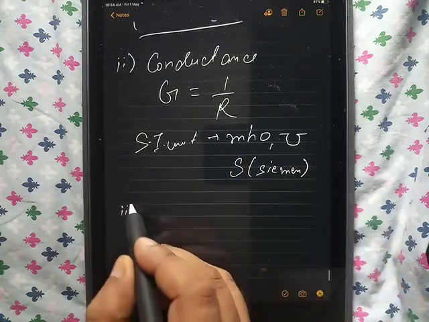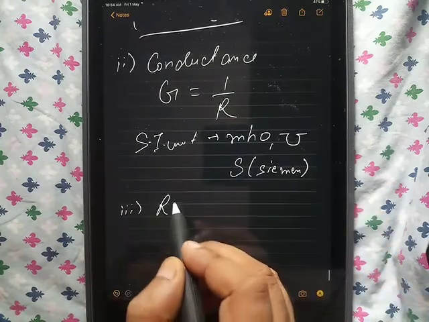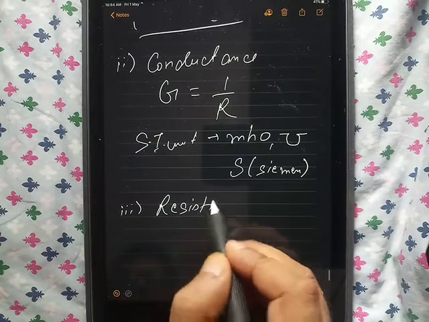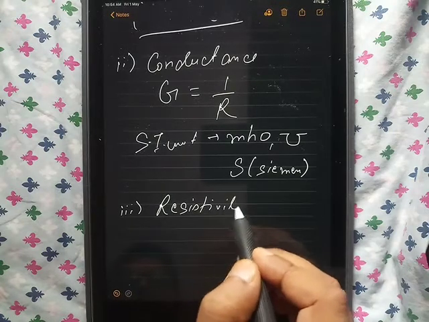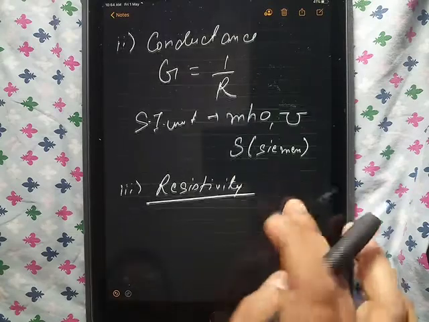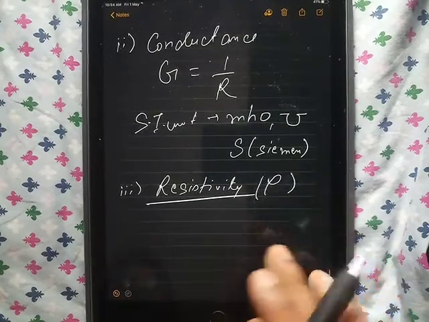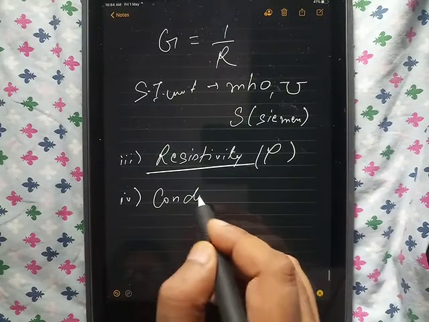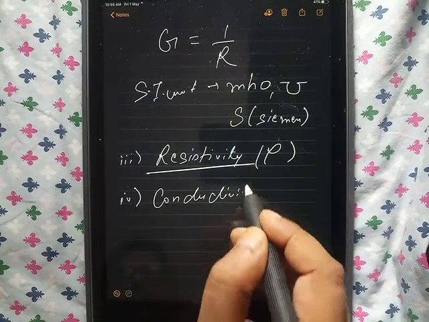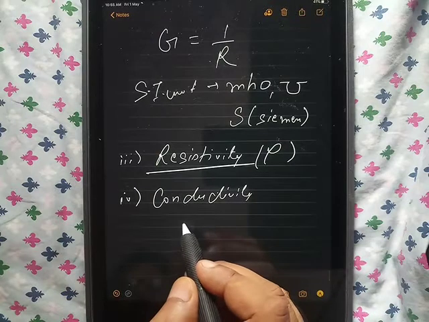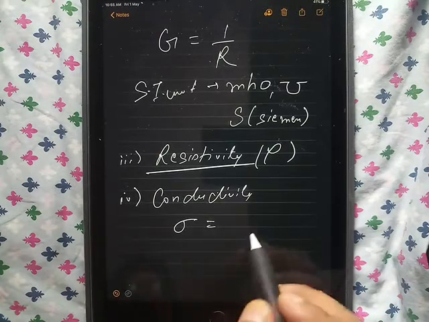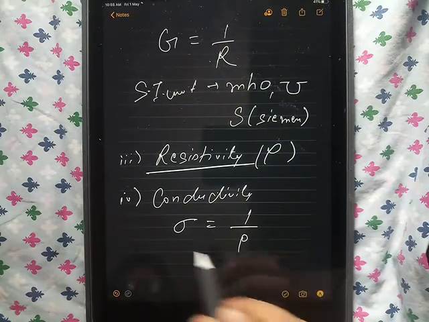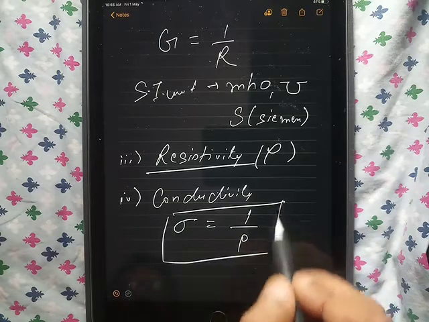Point number 3, resistivity. Resistivity, we will discuss it later. Rho is its representation. Point number 4, conductivity. Conductivity is the reciprocal of resistivity, and it is represented by sigma.